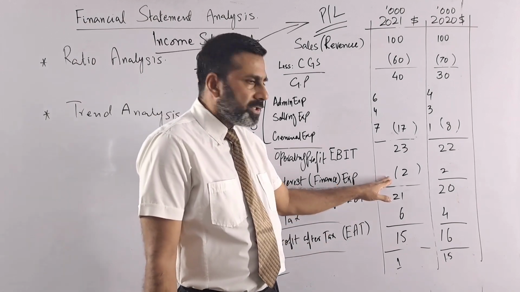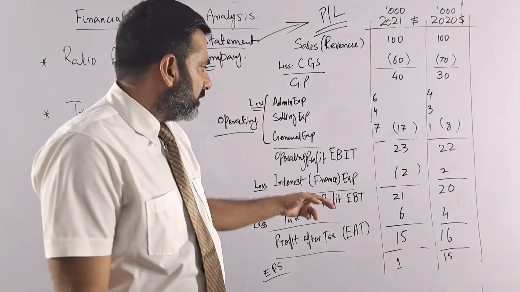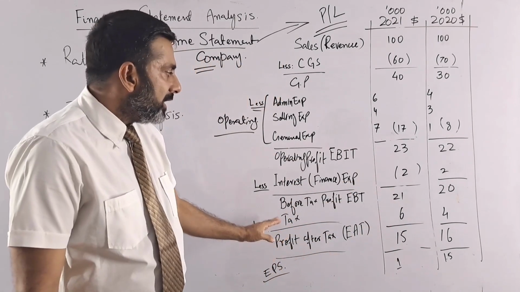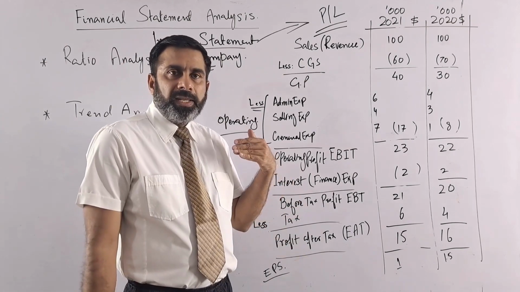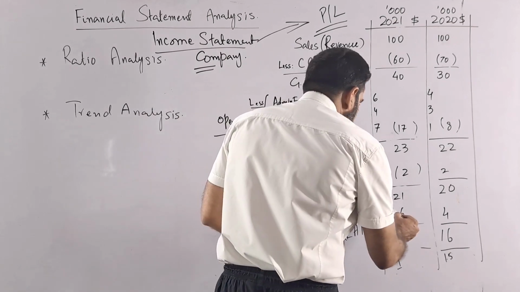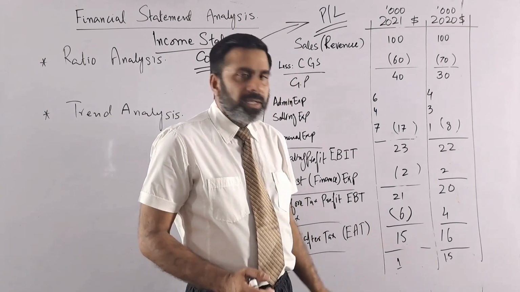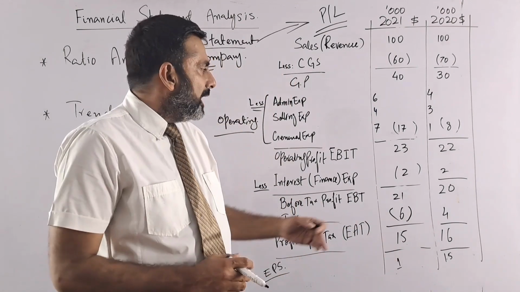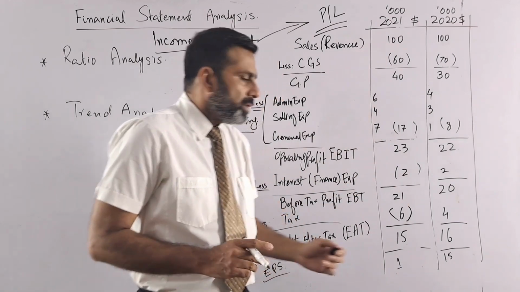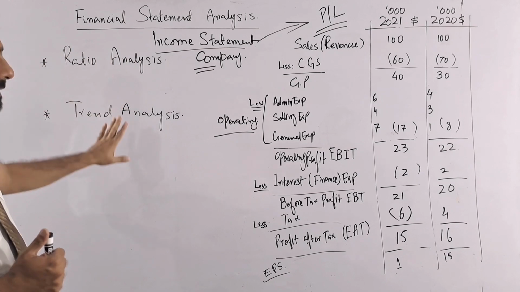Then the interest expense. The company has to pay interest, or finance cost, for that. We have 2, for example, so it becomes 21, again subtracted. Then we have taxation. The company has to pay 6 as tax to the government, which is again deducted. Then we have the profit after taxation, which is 15. It may be 15,000 or maybe 15 million. If we look at that, if you remember, we have ratio analysis and trend analysis.